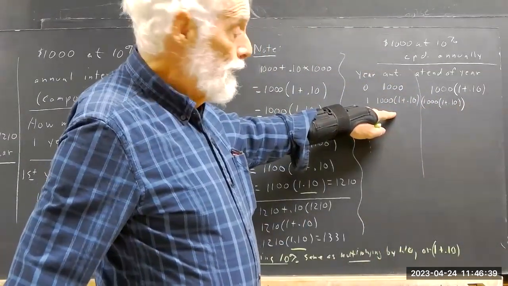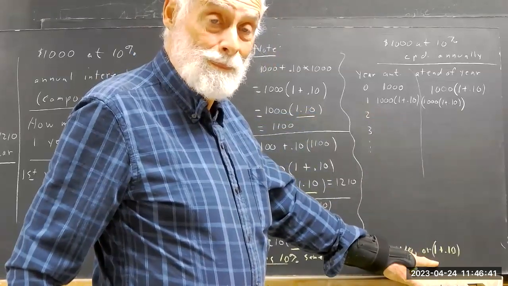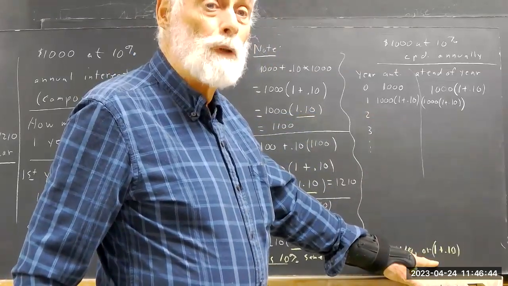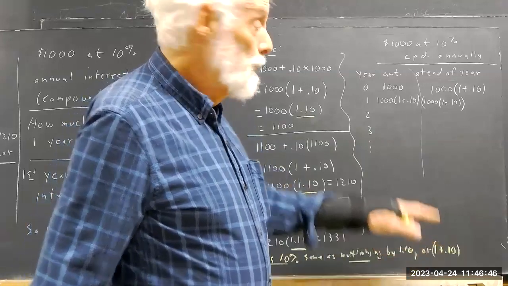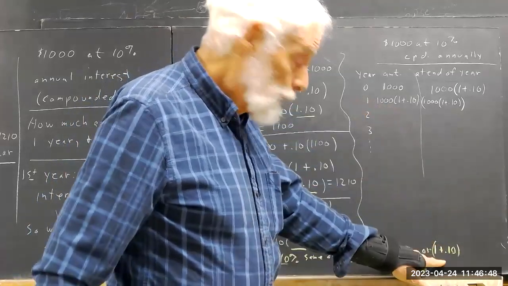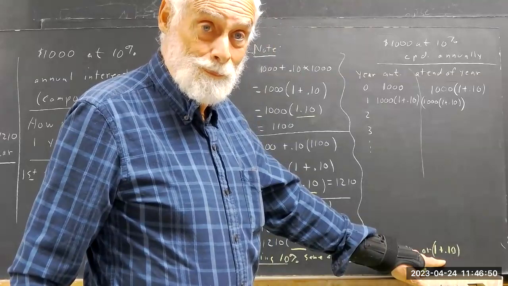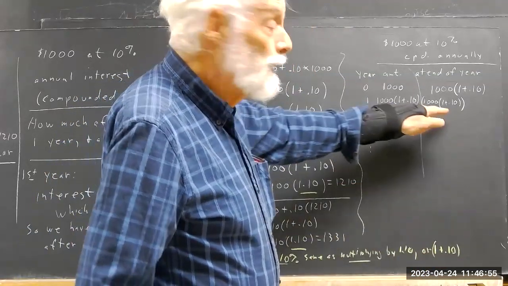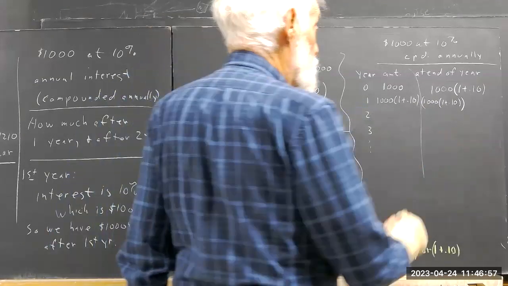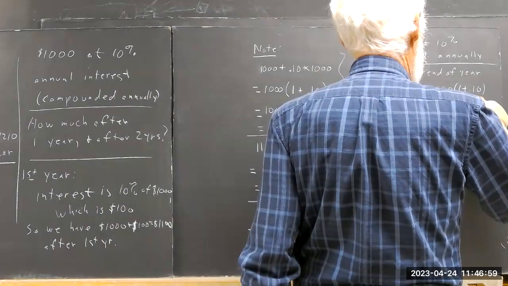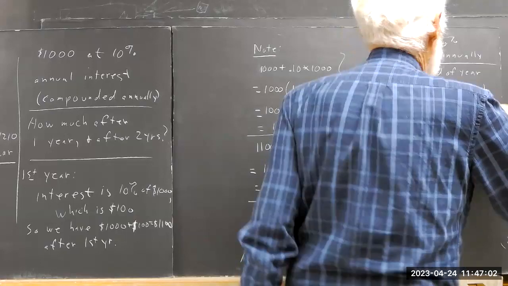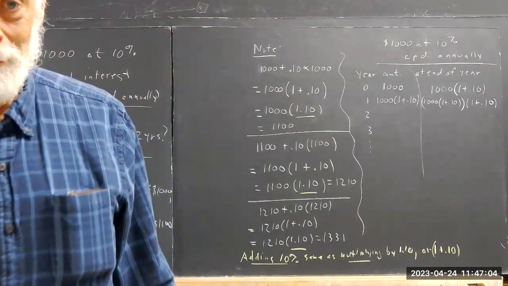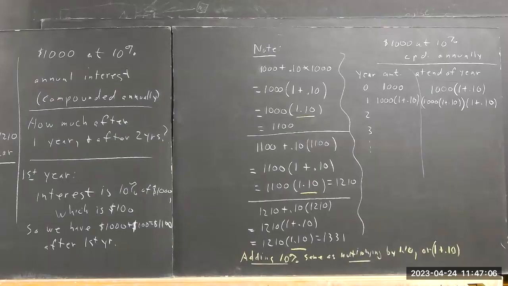Now, how do we get the amount at the end of the year? We multiply by 1.10. We multiply the amount at the beginning of the year by 1+.10. Now, what we had at the beginning of the year was this. So whatever our expression is, what we have at the beginning of the year, we're going to multiply that by 1+.10. Make sense? Okay. Okay, that's great.